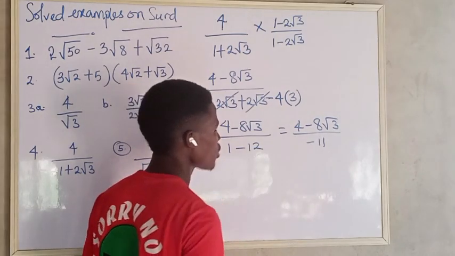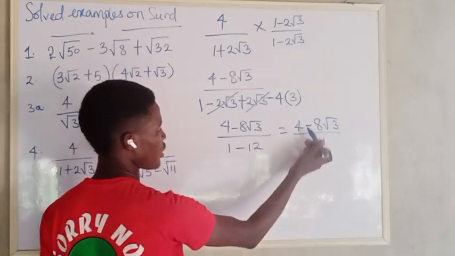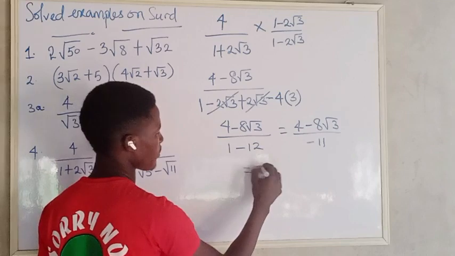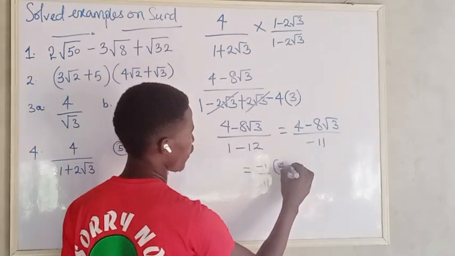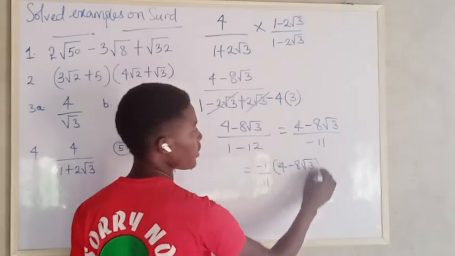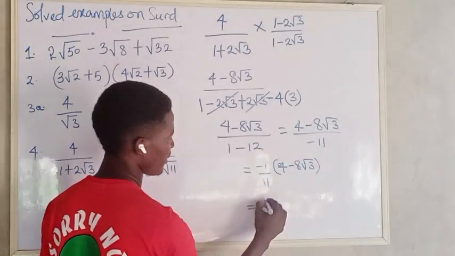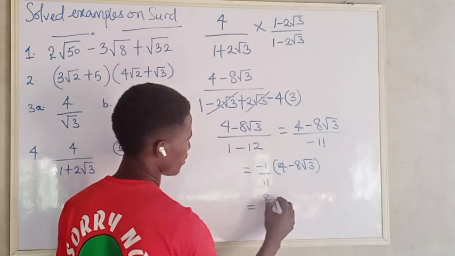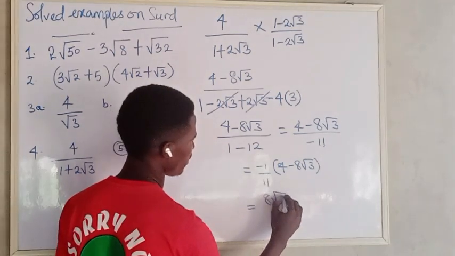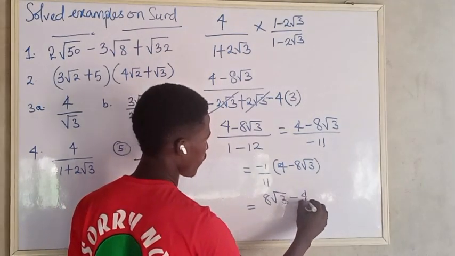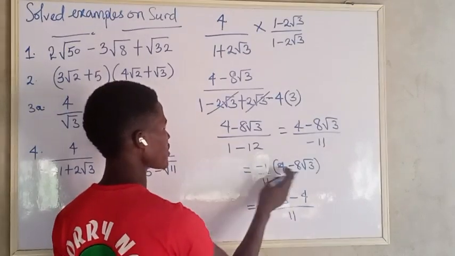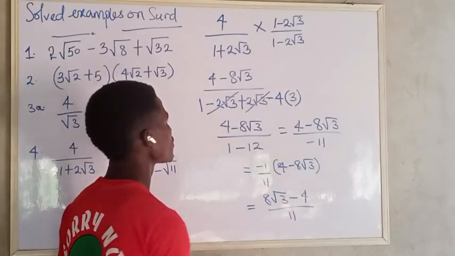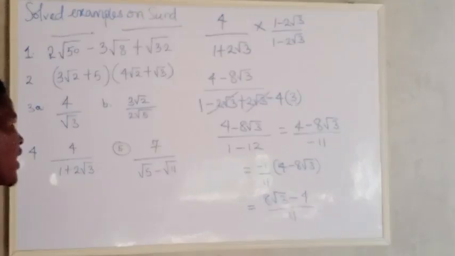Minus 11. So as we all know, the negative sign cannot be in the denominator. That will have what? Minus 1 over 11 multiplied by what? 4 minus 8 root 3. And if we simplify that, that will give us what? It will give us, yes, 8 root 3 minus 4 all over 11. Minus times plus will give me minus. Minus times minus will give me what? Plus. So that's how you are going to simplify this.